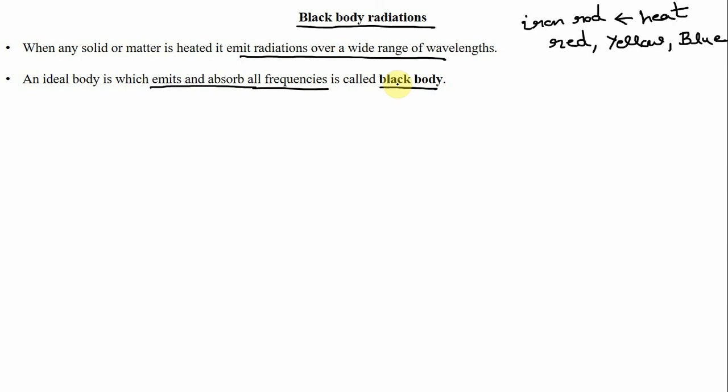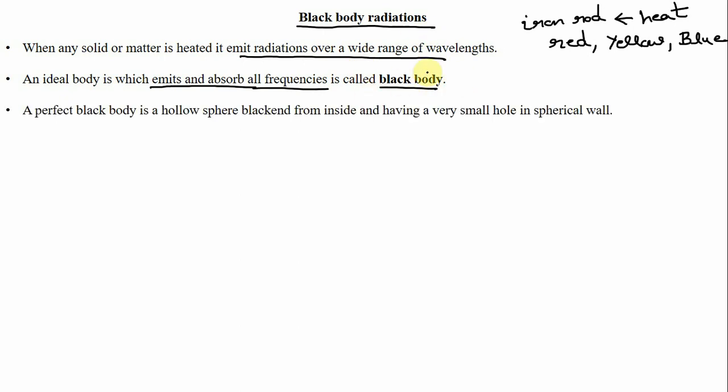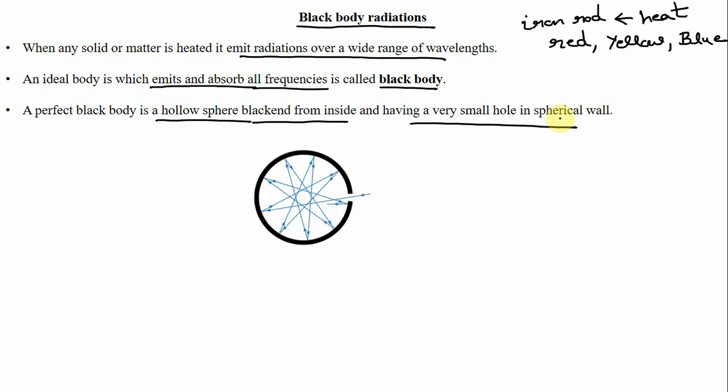For example, an iron rod is not an ideal black body because it can emit only certain wavelengths like red, yellow and blue. But the perfect ideal body, which can emit and absorb all frequencies, will be called a black body. So how will this perfect black body look? The perfect black body is a hollow sphere which is blackened from inside and has a very small hole in the spherical wall. So it is spherical in shape with a very small opening, and from inside it is completely black.